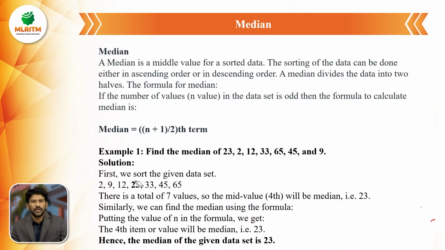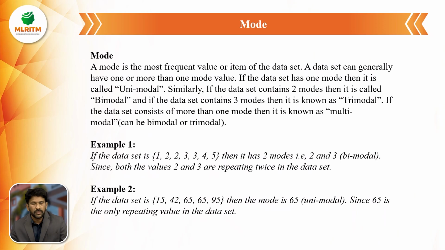See the next operation of the central tendency, mode. We'll go for the mode. A mode is the most frequent value of an item in a dataset, and a dataset can have one or more mode values. There are several types of mode, like unimodal, bimodal, trimodal or multimodal. So what is the difference between uni, bi, tri or multimodal?